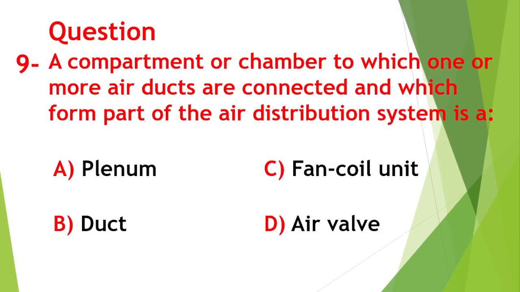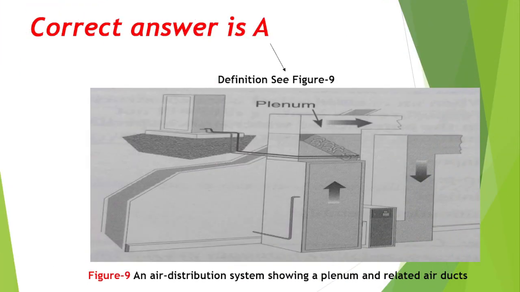Next, question number 9. A compartment or chamber to which one or more air ducts are connected and which forms part of the air distribution system is A. Plenum, B. Duct, C. Fan coil unit, D. Air valve. Correct answer is A. See the figure.